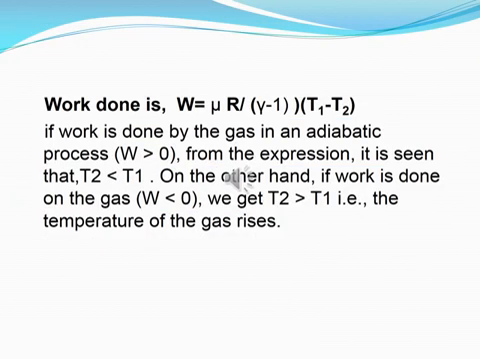We have the thermodynamic work done in adiabatic process: W is equal to nu R by gamma minus 1 into T1 minus T2. If work is done by the gas in an adiabatic process, here W is greater than 0. From the expression, it is seen that T2 is lower than T1. On the other hand, if work is done on the gas, here W is lower than 0, then we get T2 is greater than T1. That is, the temperature of the gas rises.